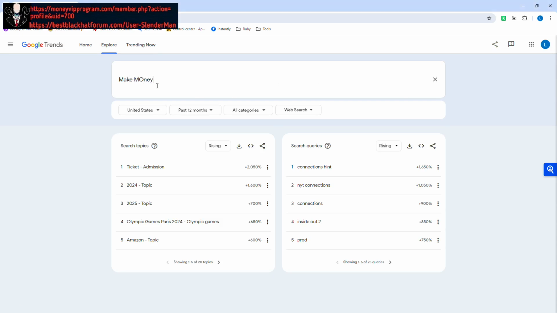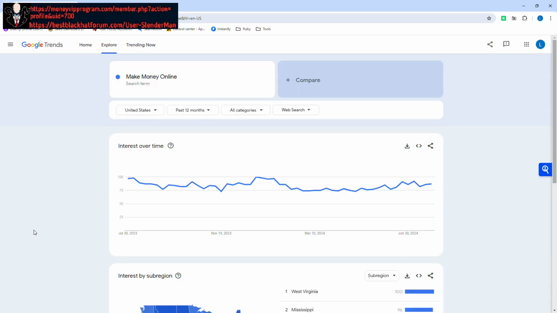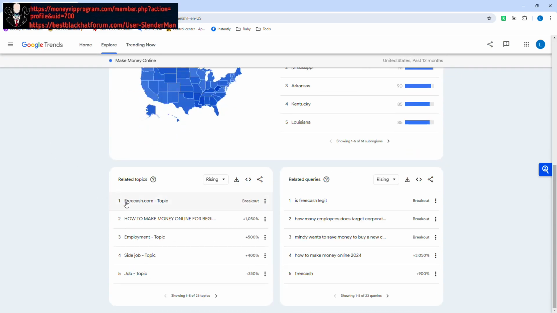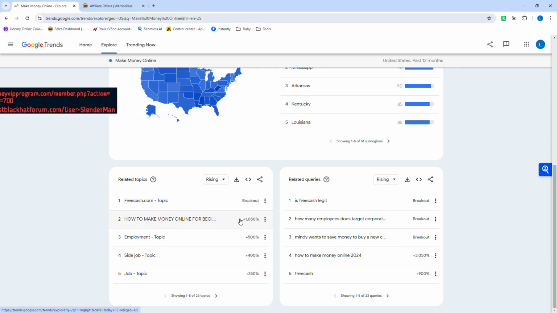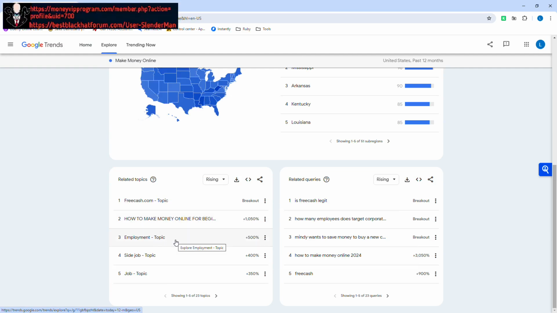So, let's say make money. Oh, God, I can't spell today. Make money online. Again, steady interest over it, but let's look for related topics. Free cash, how to make money online. Huge breakout, almost breakout, 1,000% interest. Employment is a side topic, side jobs, right? Side hustle. Interesting queries, how to make money online 2024.